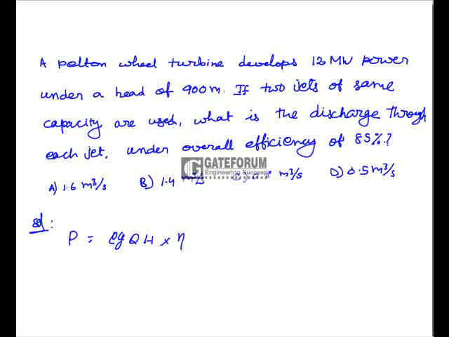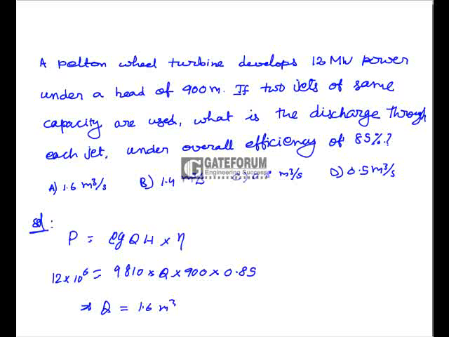So here ρg is nothing but the specific weight of the water, that is 9810, and Q we will have to find out, that is the discharge of the water, and the head of the water is given as 900 meters, and the efficiency is equal to 85%. The total power developed by the turbine is given as 12 megawatts, that is 12 × 10^6 watts. So from this equation we can find out the total discharge, which is equal to 1.6 m³/s.